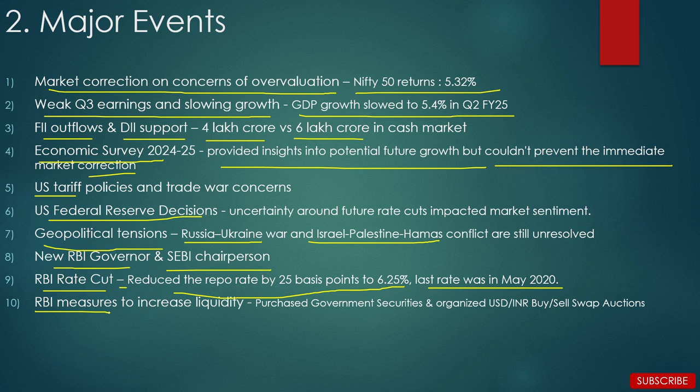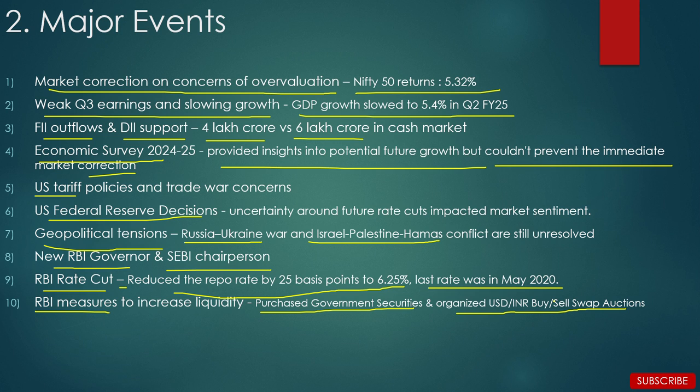The last point is the RBI measures to increase liquidity. So RBI took two major steps to increase the liquidity. First was to purchase the government securities, and second was to organize the USD INR buy sell swap auctions. So these are the two major steps that RBI took to increase the liquidity in the Indian stock market.